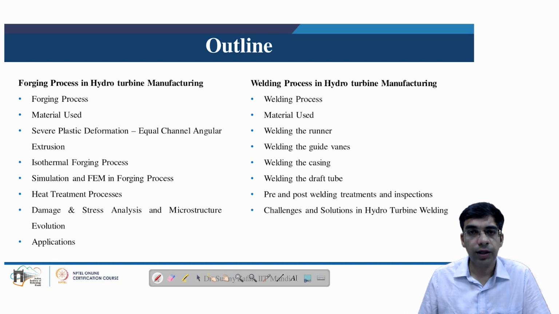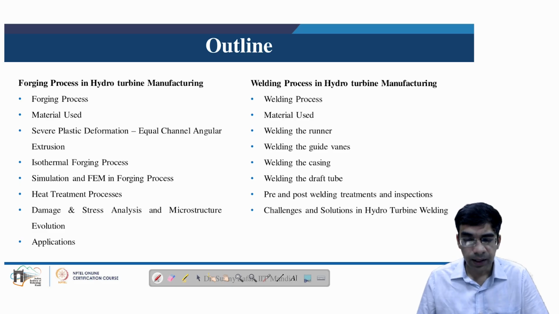This lesson will broadly cover two topics involving the forging process for hydro turbine as well as the welding process. In the forging process, we will see the details of the forging process, the materials used, severe plastic deformation using equi-channel angular extrusion, isothermal forging process, how the use of simulation methods and finite element methods is done in the forging process, heat treatment, damage and stress analysis and microstructural evolution, and subsequently we will see applications in hydro turbine manufacturing.